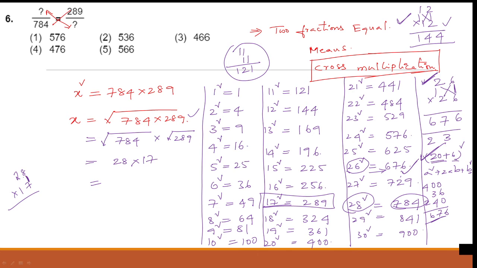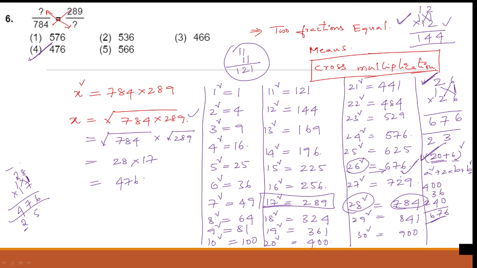7 8s are 56. The 5 becomes the carry. 7 2s are 14 plus 8 1s are 8: 14 plus 8 is 22, 22 plus 5 is 27, and 2 becomes the carry. In the third step, we need to multiply 2 and 1. 2 1s are 2, plus carry 2, that is 4. So the answer is 476.